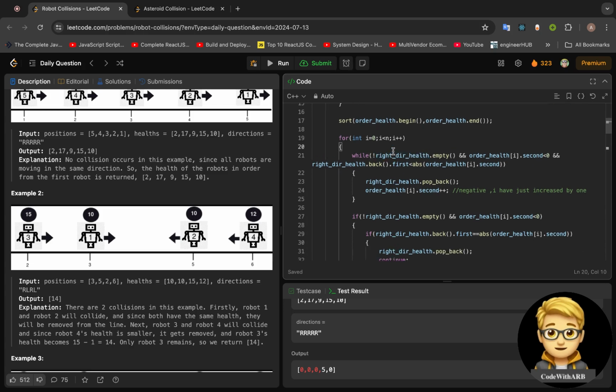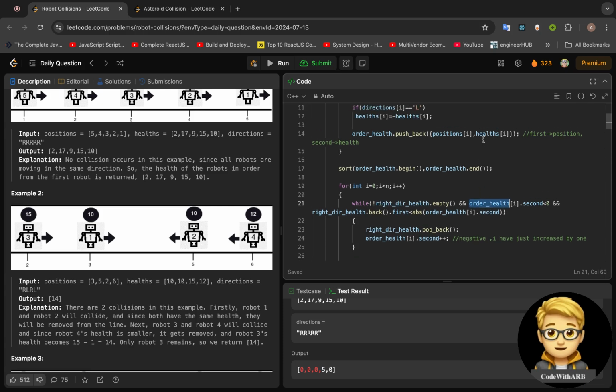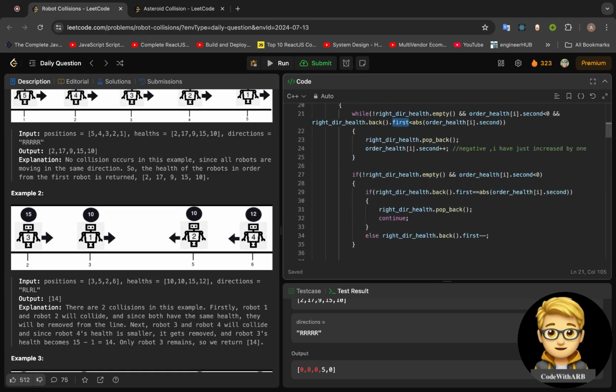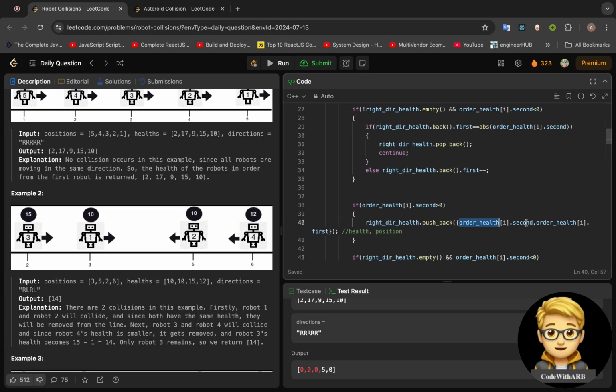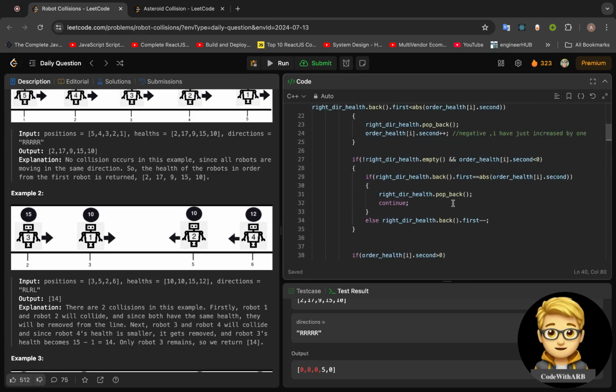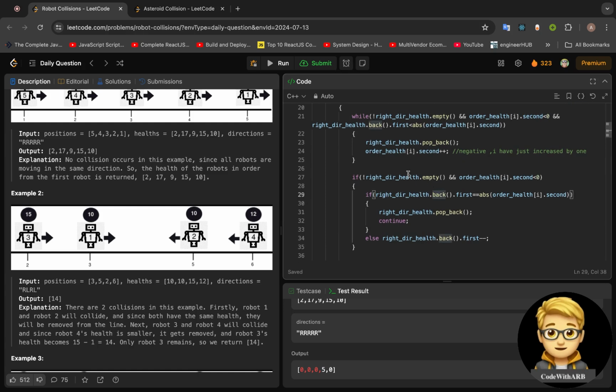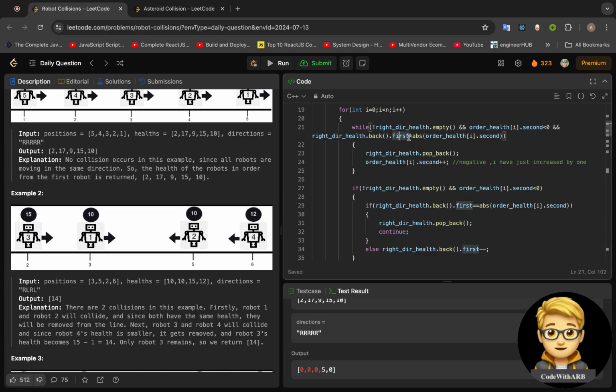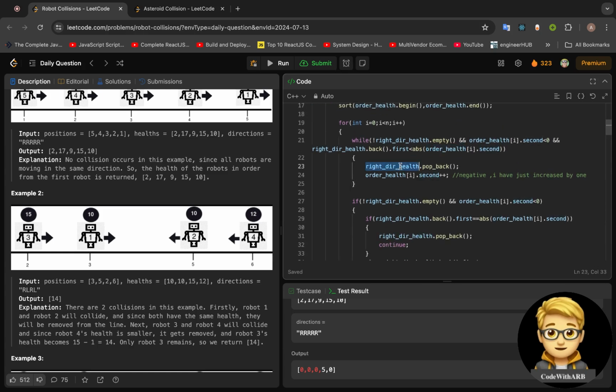Now what I'm checking is that the direction health should not be empty, and ordered health I dot second, which is health, is less than 0, and right direction health dot back dot first. I'm storing correctly, right? To push back ordered health dot second, which is health, and this is just a position. So if right direction health dot first is less than the ordered health dot second, then we pop back the right direction health, and this ordered health I dot second should be decreased by 1.